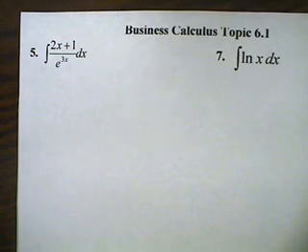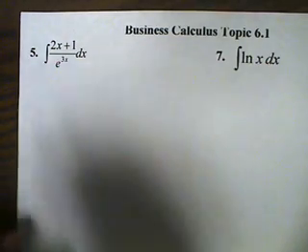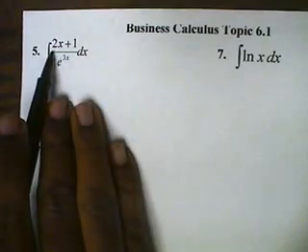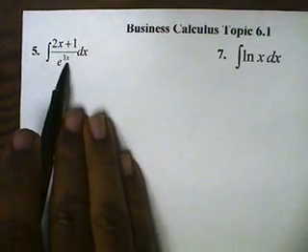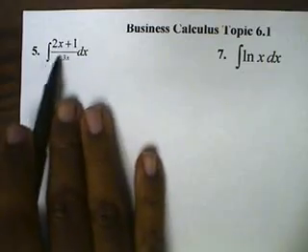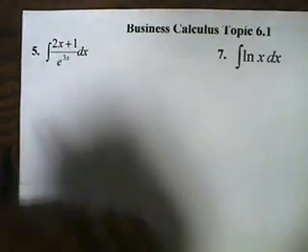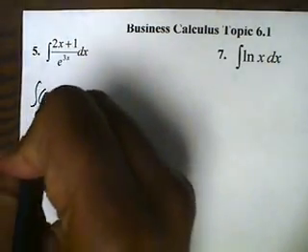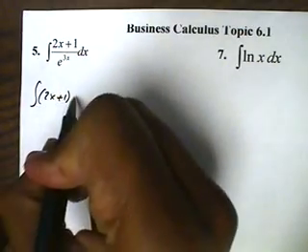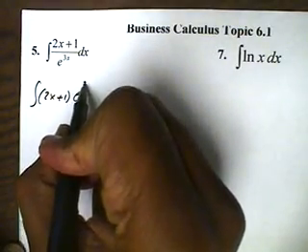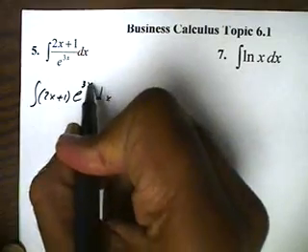Business Calculus, Topic 6.1, Problem number 5. We want to integrate 2x plus 1 all over e to the 3x power. Well, first we want to turn this from a quotient to all multiplication. So this will be the integral of quantity 2x plus 1 times e to the negative 3x power, dx.